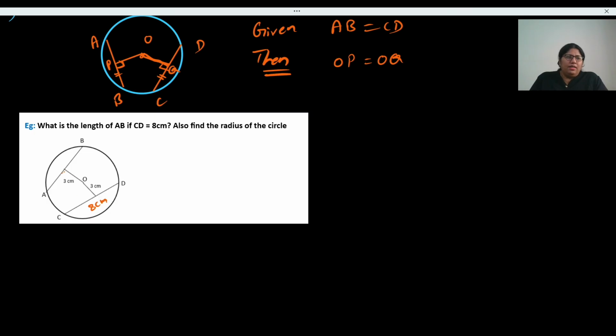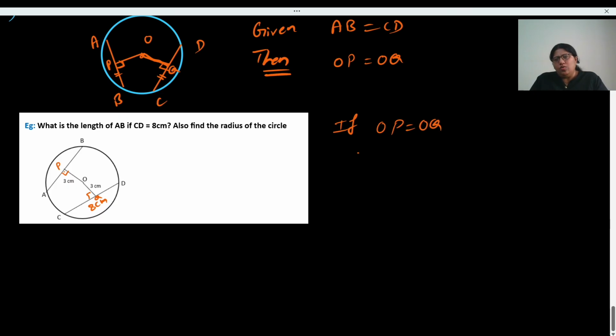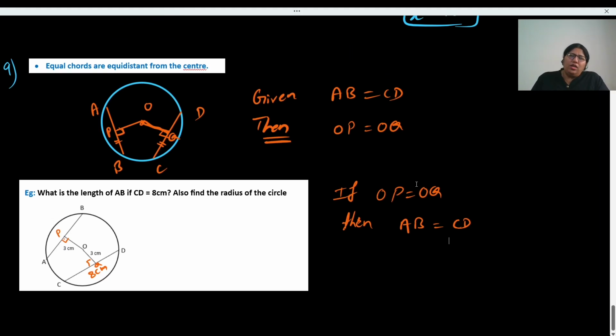Now here there should be 90 degrees, because you can see that the distance OP is equal to OQ, right? So this is your converse: if OP is equal to OQ, then your chords are going to be equal, using this theorem only. Equal chords are equidistant from the center, or if there are two chords at equal distance from the center, then the chords will be equal in length. So AB will be equal to CD, that is going to be 8 centimeter.